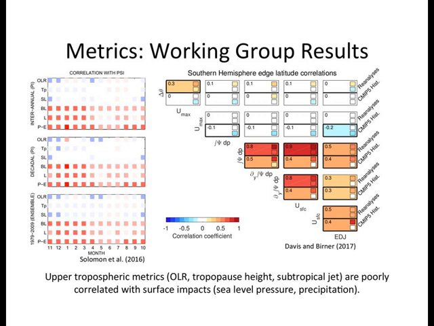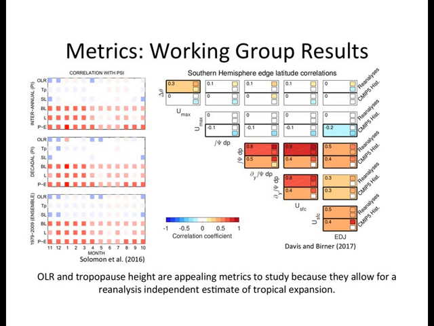What this means is that if you care about surface impacts, you should probably be using one of the lower tropospheric metrics that are correlated with things like precipitation and sea level pressure. If you're not familiar with this body of literature, the reason these upper tropospheric metrics are appealing is that they allow a somewhat reanalysis-independent method of understanding whether the circulation is expanding poleward or not. For example, you can use pure radiosonde data to determine whether the tropopause heights are changing in the subtropics. You can use satellite radiances to determine whether the OLR field is changing, right?